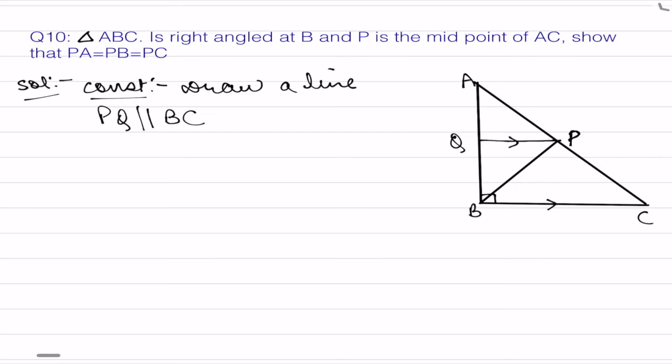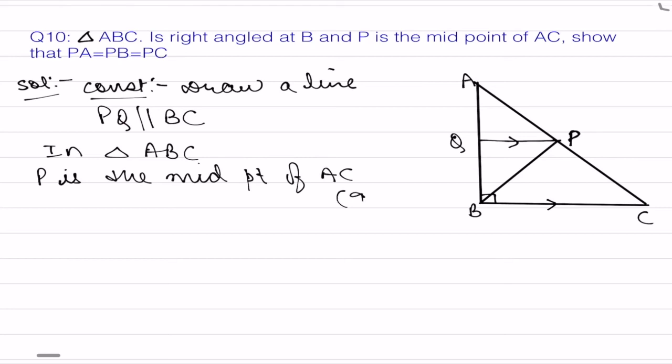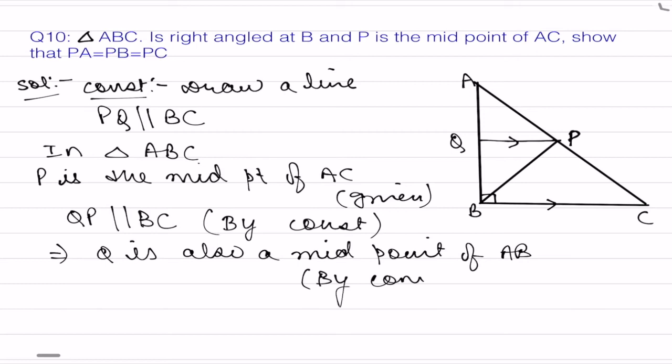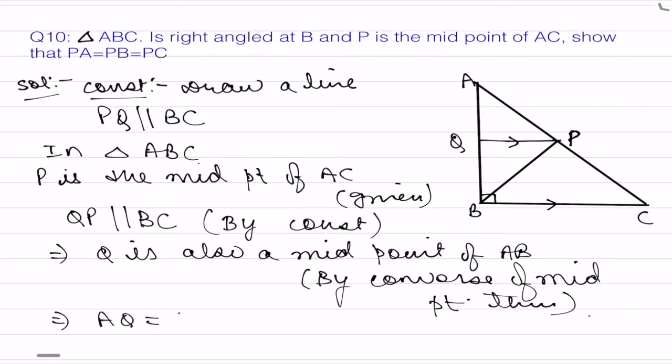So now in triangle ABC, P is the midpoint of AC. Give the reason why it's the midpoint: because it's given in the question. QP is parallel to BC. By construction, we have taken these two lines as parallel. So one point is a midpoint and the other, PQ, is parallel to BC. This implies Q is also the midpoint of AB by the converse of the midpoint theorem. Now, if Q is the midpoint, this implies AQ is equal to QB. Both the lines are equal.